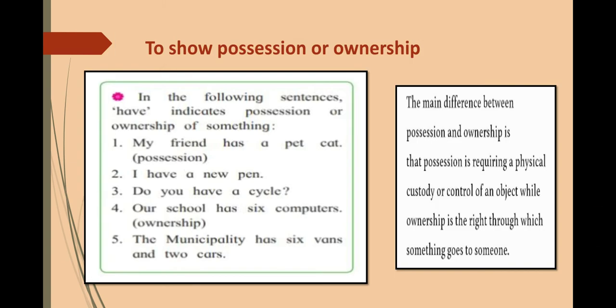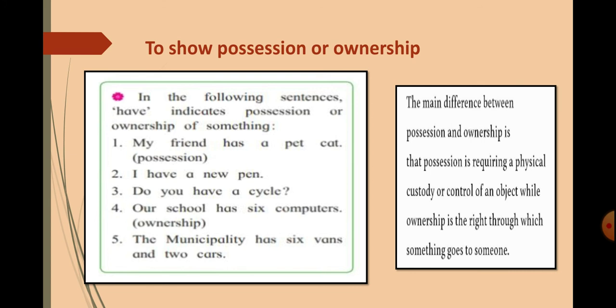To show possession or ownership, we use have or has. In the following sentences, have indicates possession or ownership of something. Let's see some examples here. My friend has a pet cat. It shows the possession. Second example, I have a new pen.